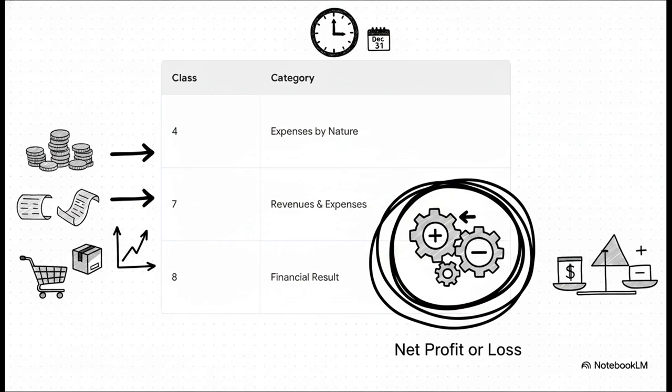It works chronologically. Every single operational expense gets captured in Class 4 first. Then, as goods are sold, those revenues are tracked in Class 7. At midnight on December 31st, your software's year-end routine has to kick in and mathematically match those Class 4 expenses against the Class 7 revenues inside the Class 8 clearing account. That is how you isolate the final net profit or loss.